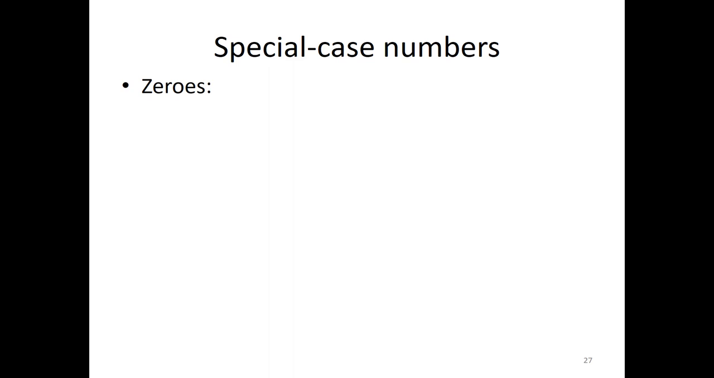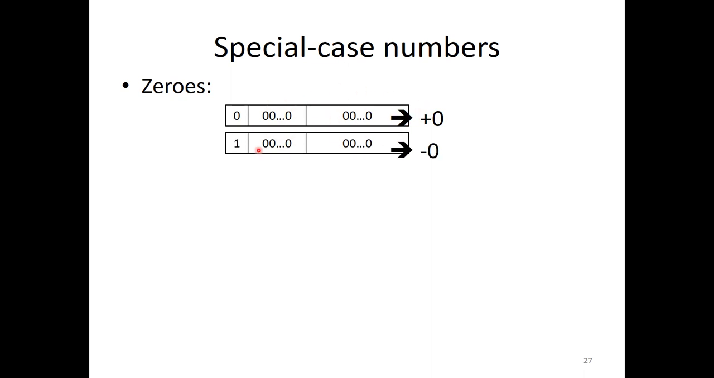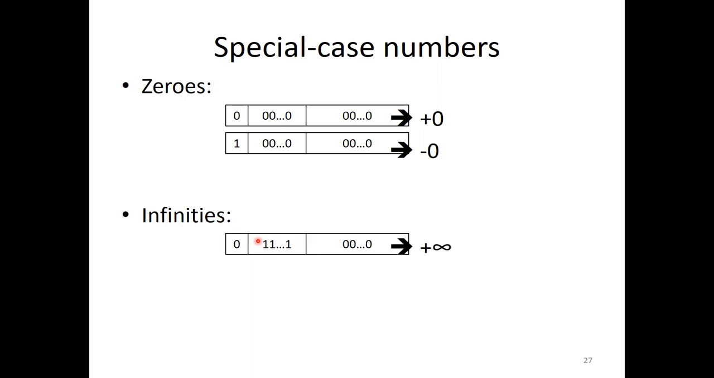So what are the special case numbers? How do we represent zeros? If the sign bit is zero, the exponent is zero, and all the significand digits are zero, then this is plus zero. Minus zero is when the sign bit is one and the rest is all zeros. So if you see all zeros there, that means you are representing zeros. How do we represent infinities? Remember, we did not represent infinities yet. If the exponent is all ones and the significand is all zeros, then this is plus infinity. If the exponent is all ones, the sign bit is one and the rest is all zeros, then this is minus infinity. So these are special case numbers. If all ones, it represents infinity, plus or minus. If all zeros, it represents zero.